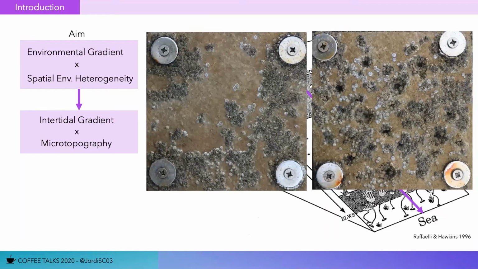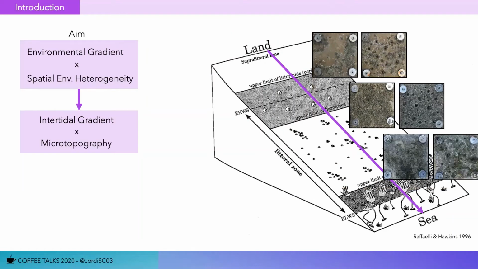representing it with substrate roughness, which we describe as the addition of these grooves in a series of experimental tiles that we have deployed on the rocky shore. These tiles have three types of grooves, and the spatial configuration of these grooves is standardized across tiles. So all tiles are equal, and we have them distributed along the shore.